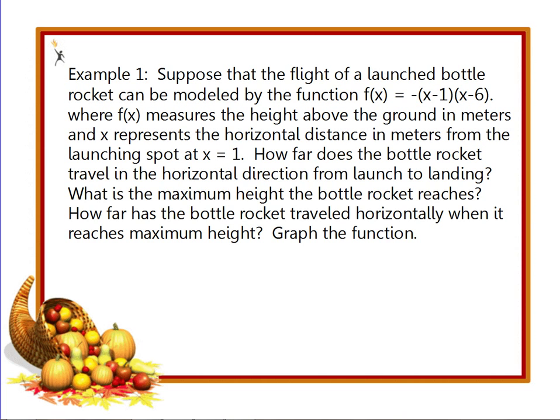So let's take a look at what that is. For our first example, we're going to suppose that we're launching a bottle rocket and our flight can be modeled by f of x equals negative quantity x minus 1 times quantity x minus 6, where f of x, which recall is the same as y, measures the height above the ground in meters, and our x value represents the horizontal distance in meters from our launching spot where x is 1.